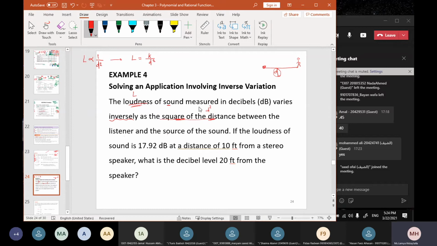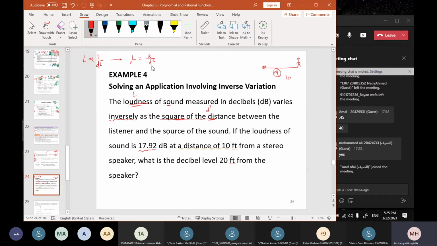Okay. So now I have the equation. But to find any one of the two values, first I have to find the K. Is there any information given to calculate the K? Yes, they gave it between the listener and the source of the sound. If the loudness of sound is 17.92 at a distance of 10 feet from a stereo speaker, that is the information. They found that for the one who stands 10 feet away from the source, the loudness was found to be that.